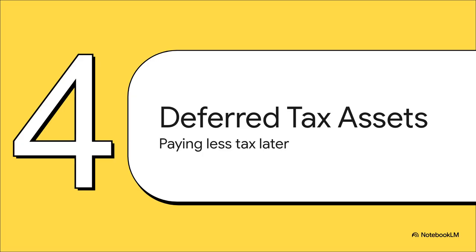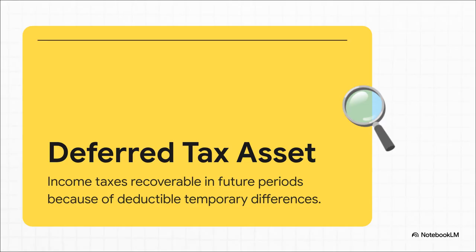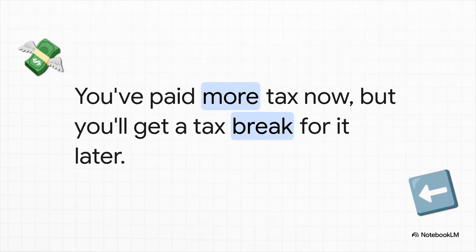Deferred tax assets. This is what happens when the temporary difference means you'll actually pay less tax in the future. The official definition calls this income taxes that are recoverable in the future. What that really means is the company has paid more tax now than its accounting profit would suggest, but it gets to recover that overpayment later in the form of a tax deduction. Put simply, a deferred tax asset is kind of like prepaying your taxes.